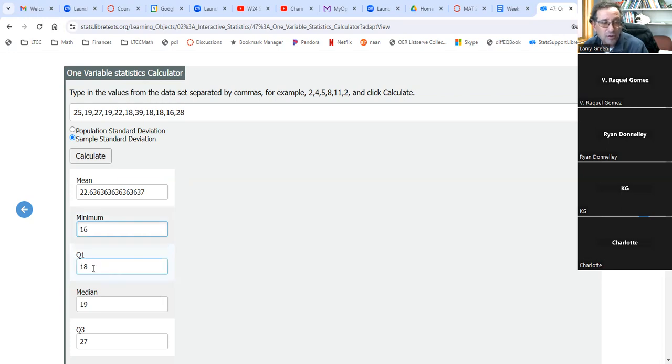Okay, Q1. Do you remember what Q1 stands for? It's 18, but do you remember what it meant? That was in the list of things that we just talked about. Yeah, it was the first quartile. So that means that about 25% are at or below 18 years old.